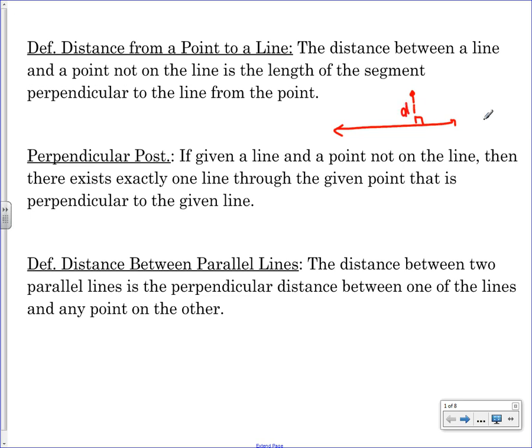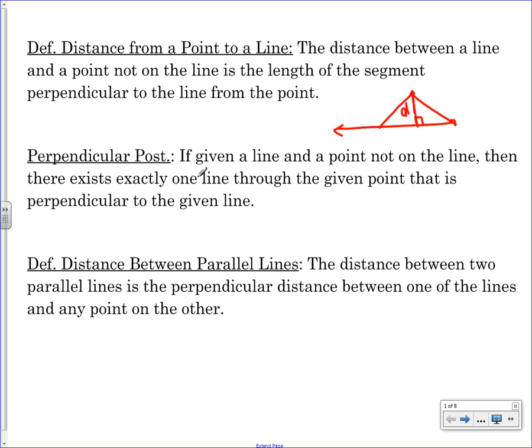The reason for that is because if not, then we could all measure things differently. I could be like, well, it's this far, it's this far, it's this, do you see what I'm saying? So it's always the perpendicular because that's only one answer. So the distance from a point to a line is always the perpendicular, okay?